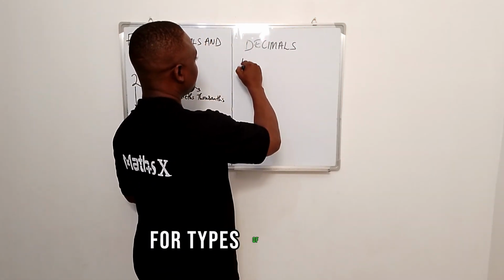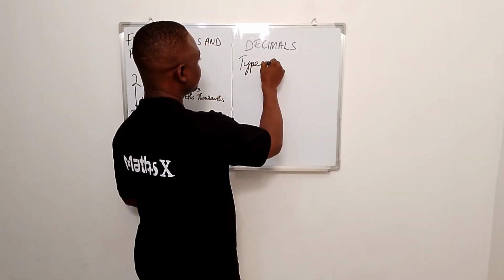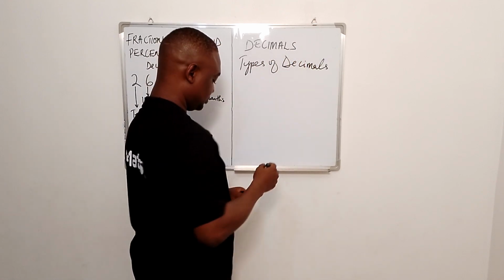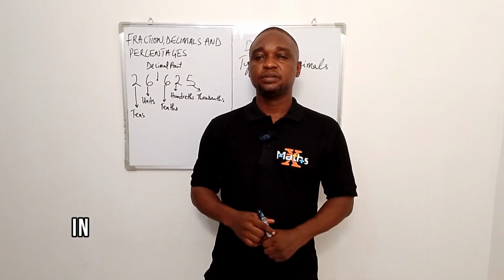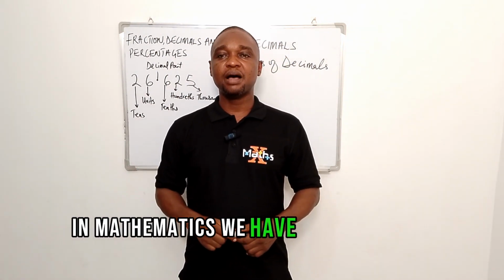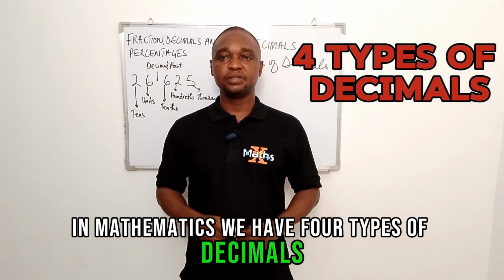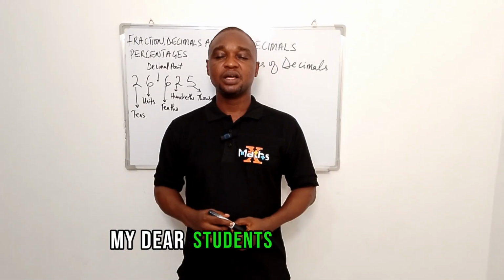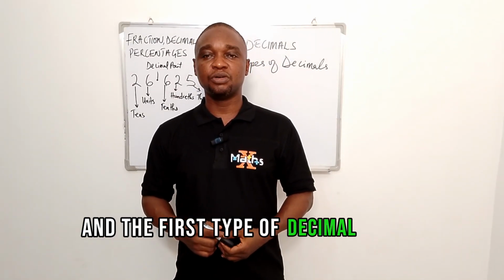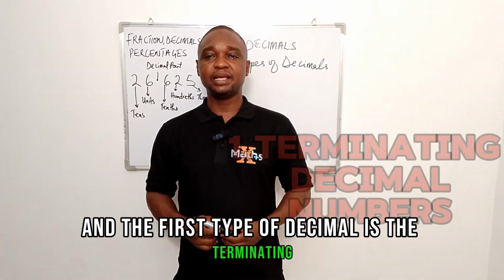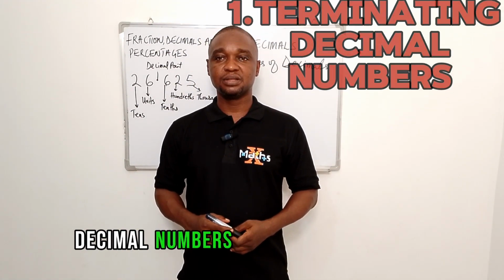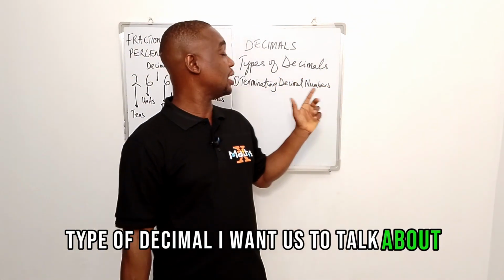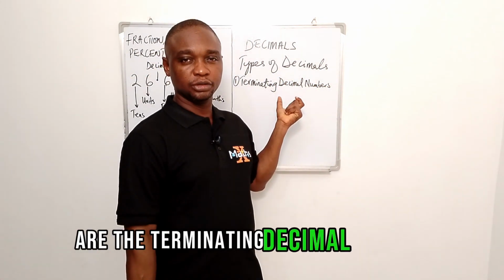For types of decimals, in mathematics, we have four types of decimals, my dear students and viewers. And the first type of decimal I want us to talk about are the terminating decimal numbers.